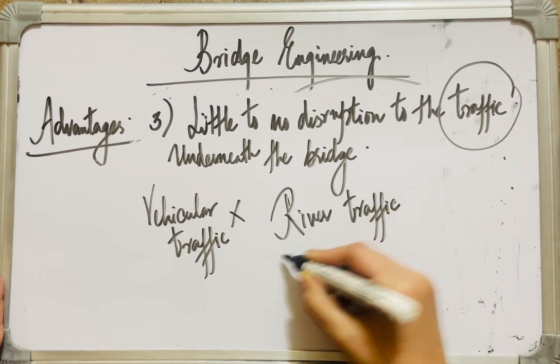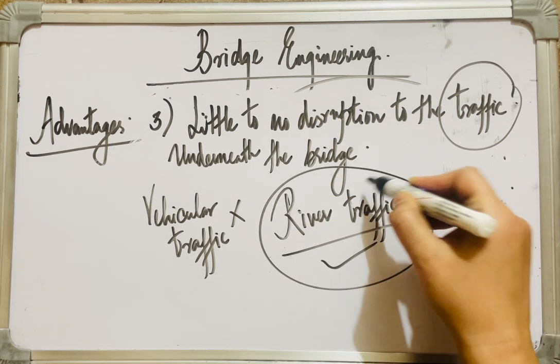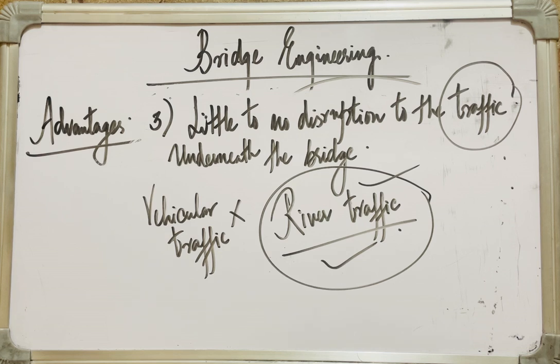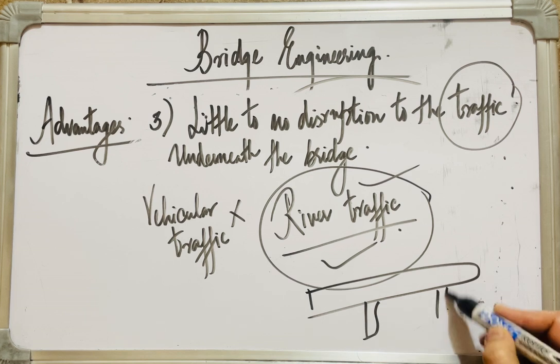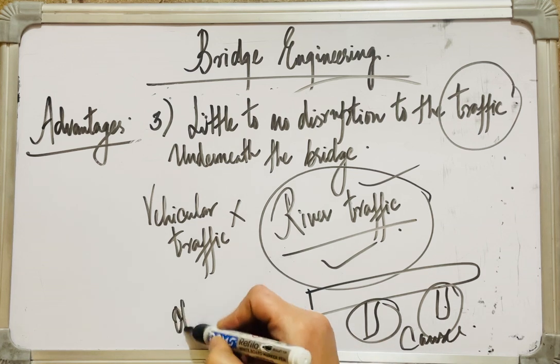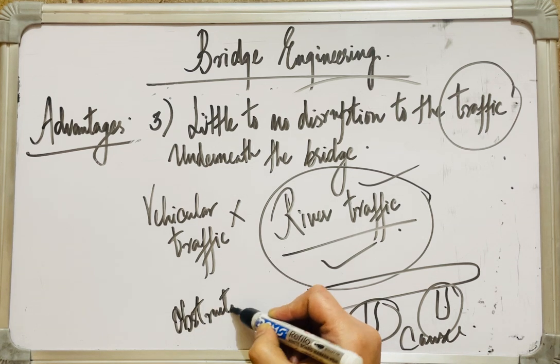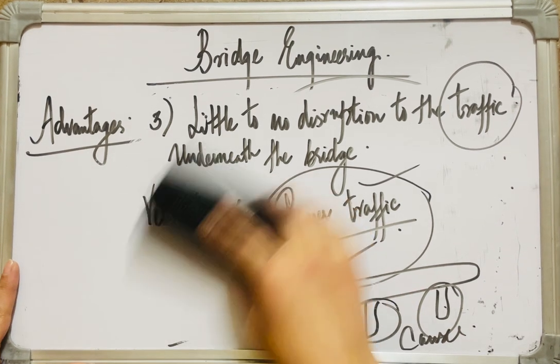All right? And the river traffic is the movement of boats or vessels in a river. So by constructing a cantilever bridge at a certain area, there is little to no disruption to the river traffic underneath the bridge. Why so? Because long spans are created and there are fewer intermediate supports or piers. That means it causes less obstruction or disruption to the river traffic below the bridge. All right. Advantage number 4.